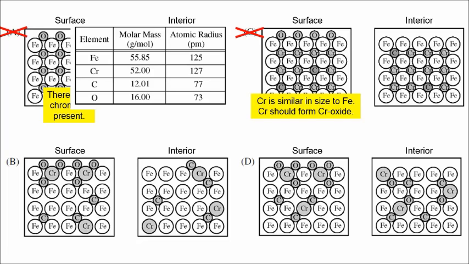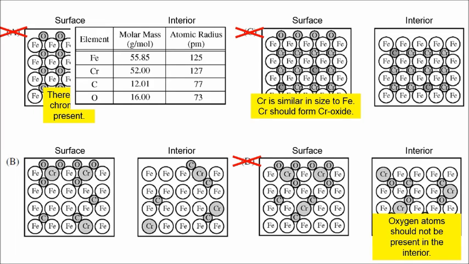All right, let's take a look at letter D. Well, if chromium is oxidizing at the surface, then there should not be any oxygen present in the interior. You're preventing the oxidation in the interior, so there should not be any oxygen atoms in that portion. So the correct answer is B, and you can see chromium bonded to oxygen at the surface, and you don't see any oxygen in the interior.